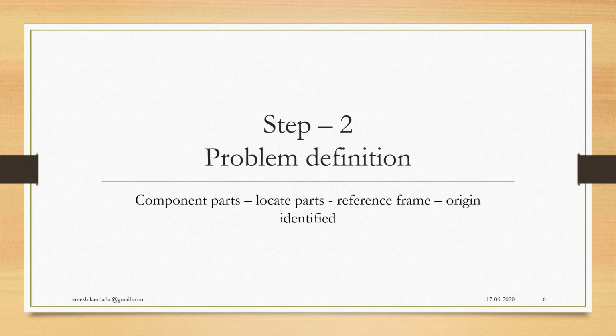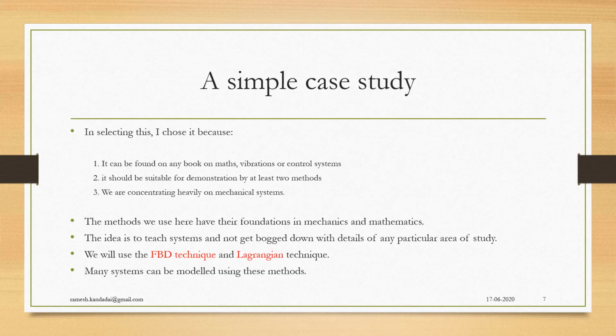All of these have certain fixed components. These components are usually very straightforward to model. In this case, we have taken a very simple case study because our intention is to demonstrate the methodology behind modeling a system. We are not here to get into the nitty-gritty of a particular area of study. So we will model the system, then study the system using two methods. One is the free body diagram and the other is the Lagrangian.